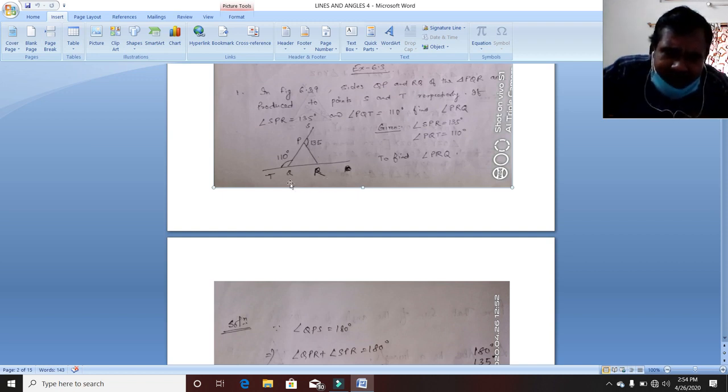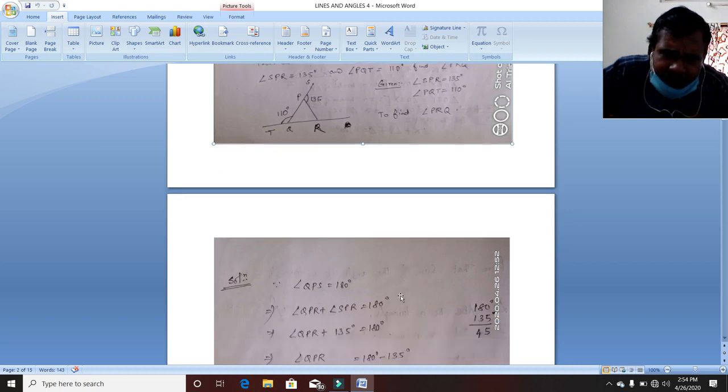QPS, this is a straight angle, yes or no? So this angle is what? This angle plus this angle, linear pair, 180 degree. Angle QPR plus angle SPR. Now what is the value of QPR?